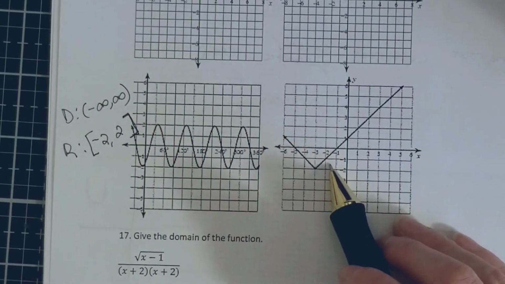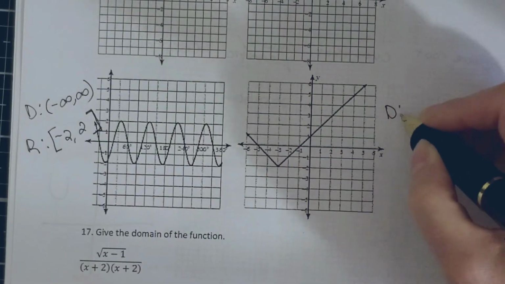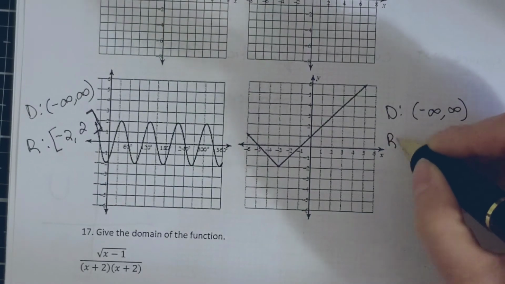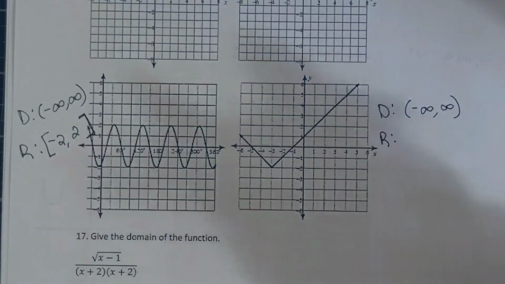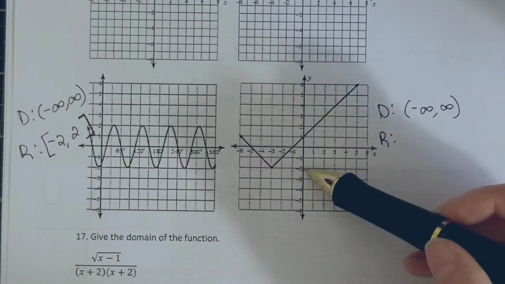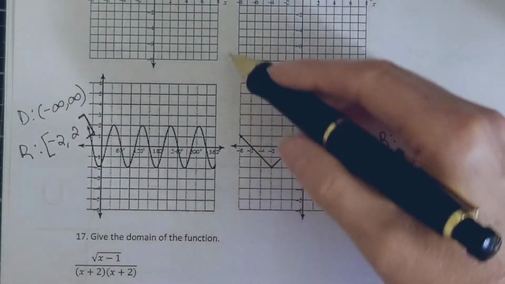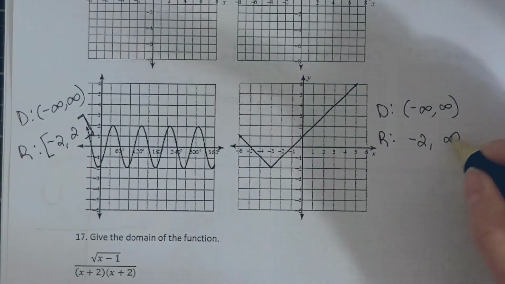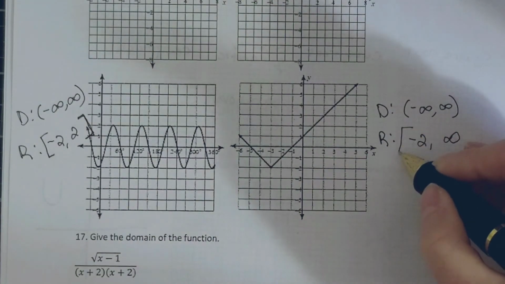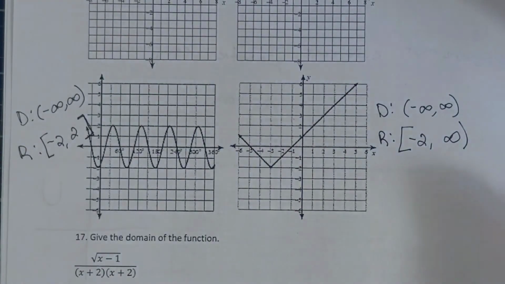All right, and the last one over here, the domain, this spreads across the entire x-axis. So that would be -infinity to infinity. And the range, you want to start from the bottom. So I come up to the lowest point, read the y-coordinate, -2. And the graph will keep going up towards infinity. Okay, because there's no open circle there, this is going to get a bracket, and infinity will get a parenthesis.